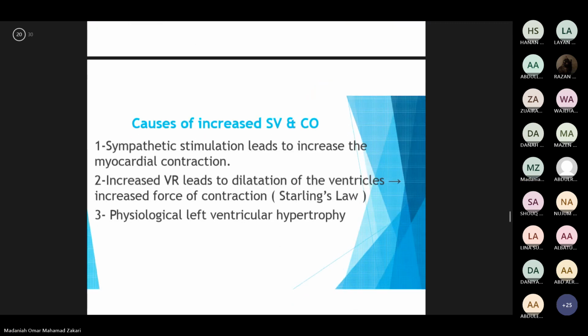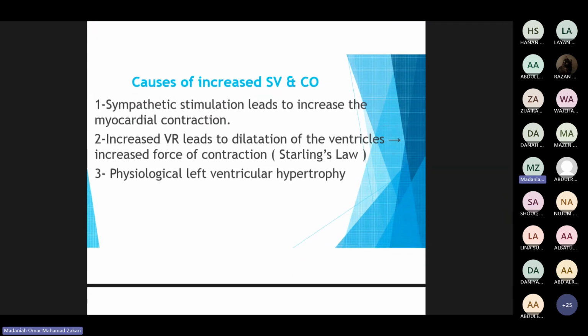The causes of the increase of stroke volume and cardiac output. As we say, sympathetic stimulation leads to an increase in myocardial contraction. Increased venous return leads to dilatation of the ventricles and increases the force of contraction by the Starling law, if you remember it. Physiological left ventricular hypertrophy is happening, and that's why their stroke volume is increased, because they go into left ventricular hypertrophy. Their muscle is very strong, and that is a physiological one.